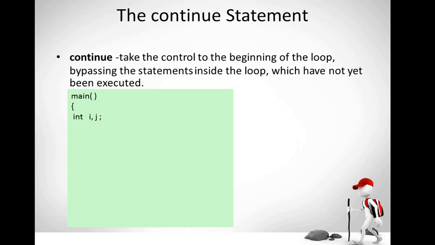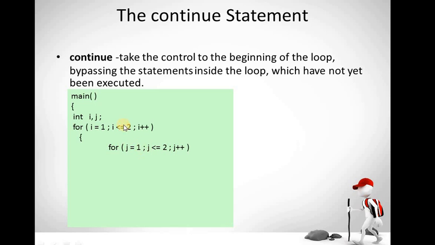In the main function, there are two variables, i and j. This is my first loop: for i is equal to 1, that is, i is initialized with 1, comma, which is the syntax of a for loop. i is less than or equal to 2, which is the testing condition, and this is the incrementing statement. Now inside this for loop there is another for loop, which is controlled by the j variable. j is equal to 1, j is less than or equal to 2, and j plus plus.